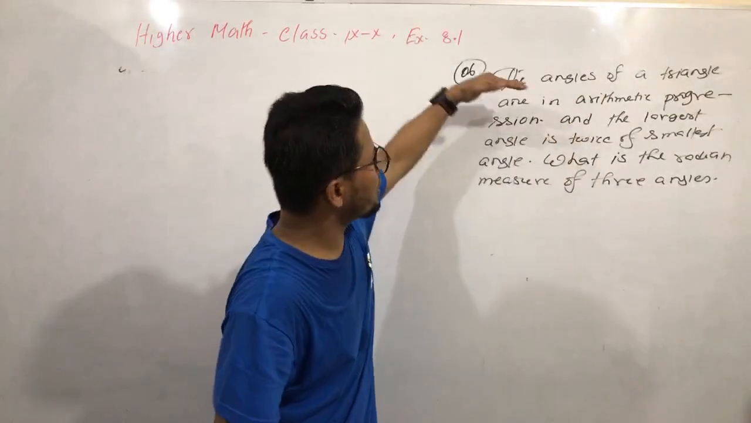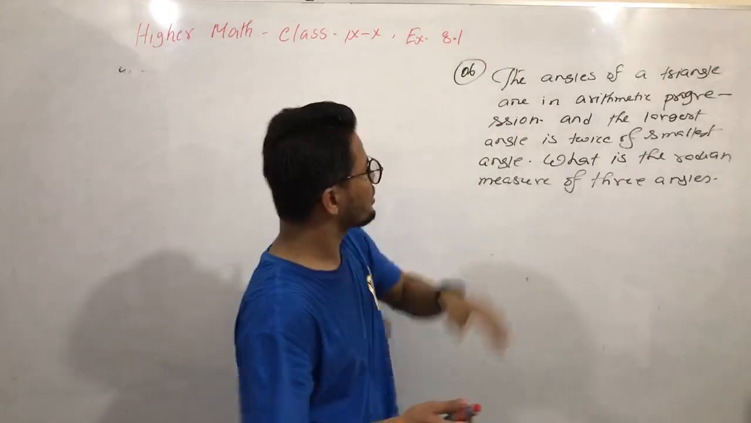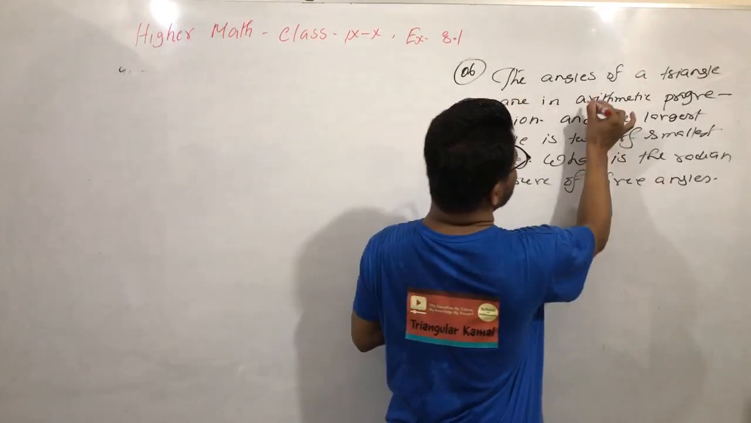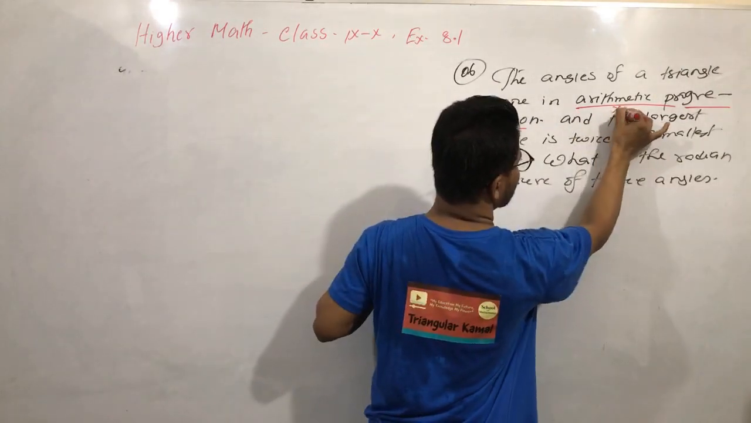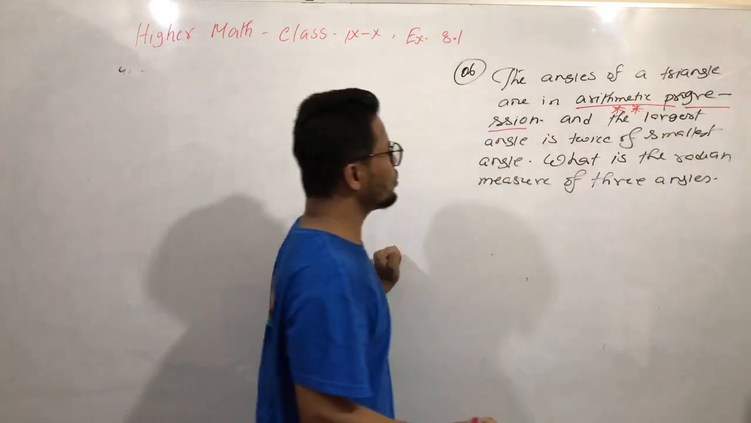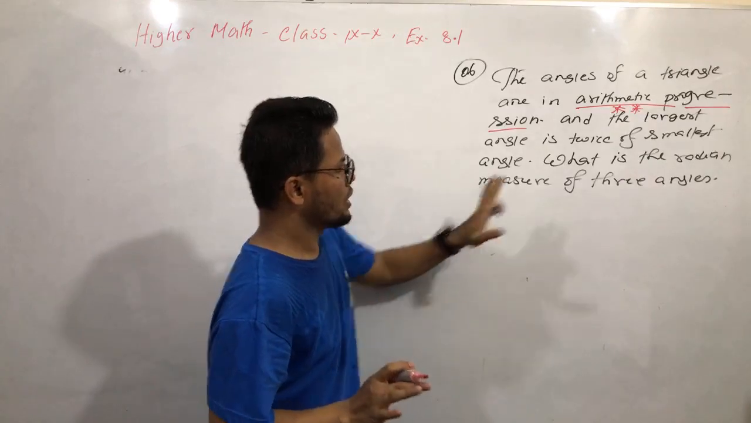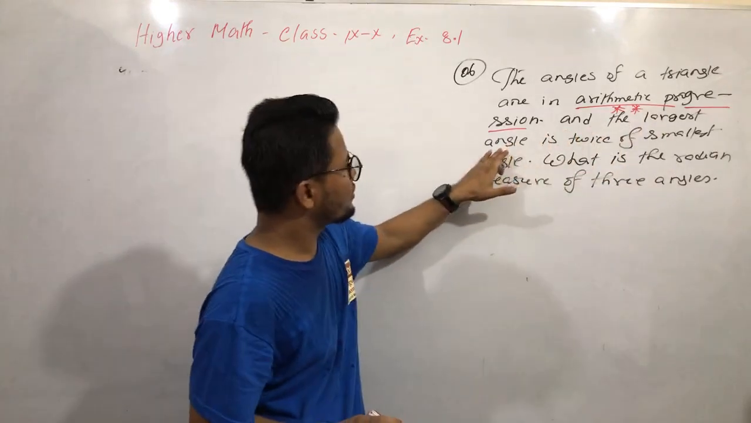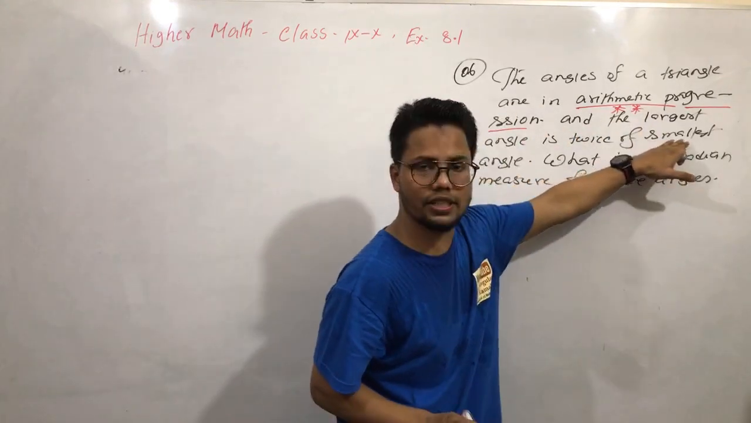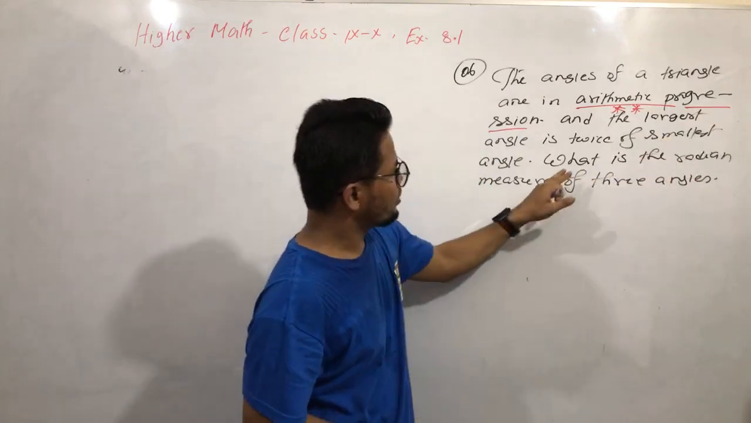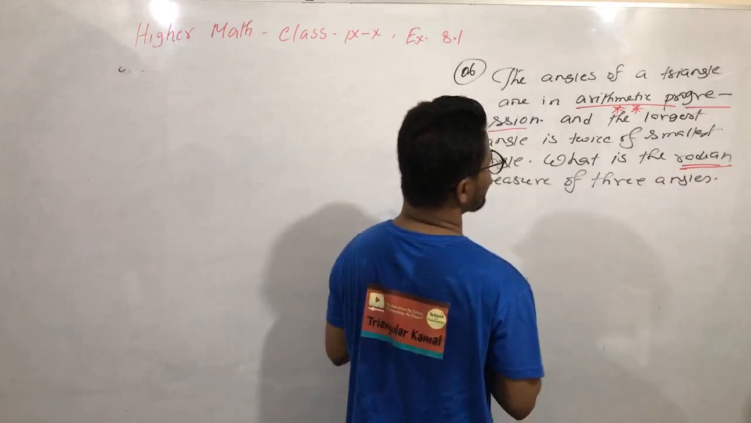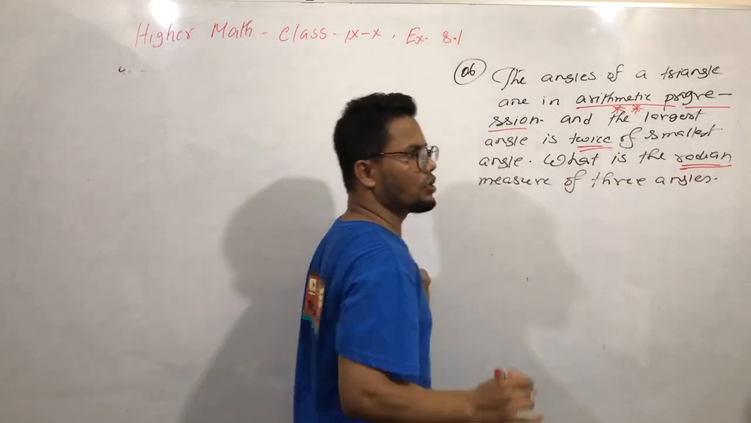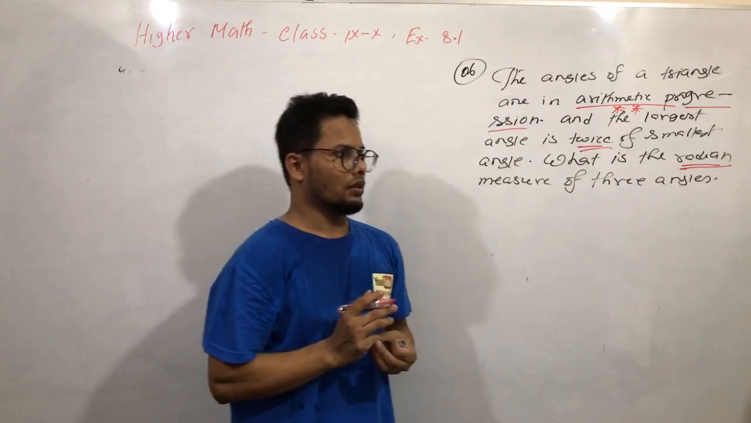And this is the question. The angles of a triangle are in arithmetic progression. The most important word here is arithmetic progression, and you have to understand this one first. The largest angle is twice the smallest angle. And what are the radian measures of the angles? This is the third condition, and this is the second condition.